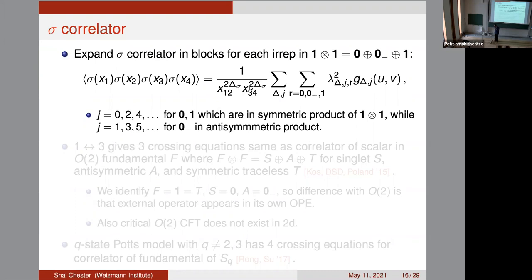I should note that the allowed spins are different depending on which representation. For the singlet and the charged, you have even spins because they're in the symmetric product. While for the sign representation, you have odd spins because they're in the anti-symmetric product.